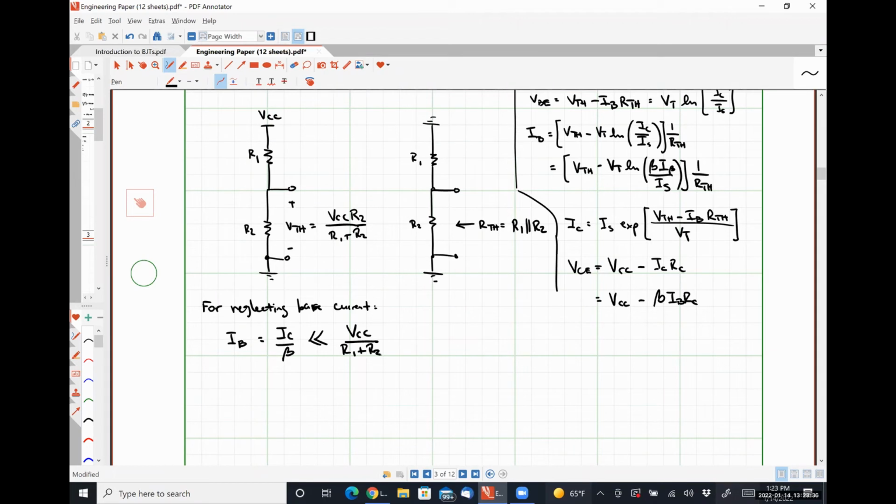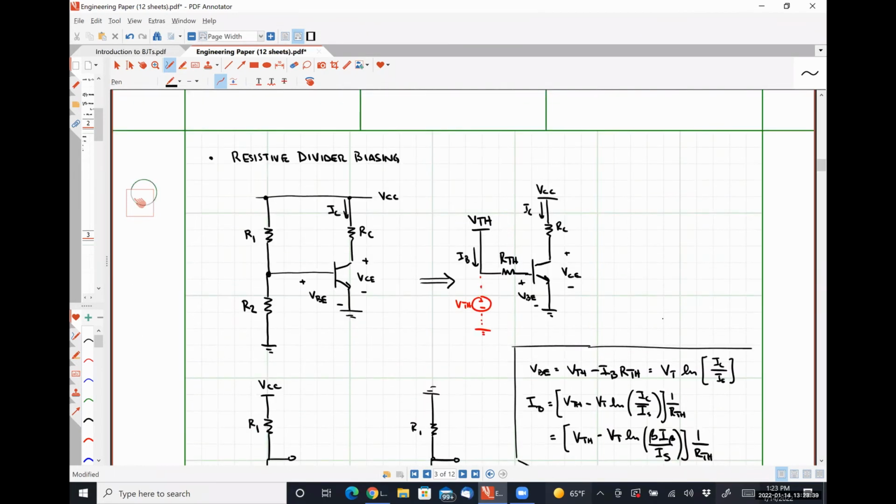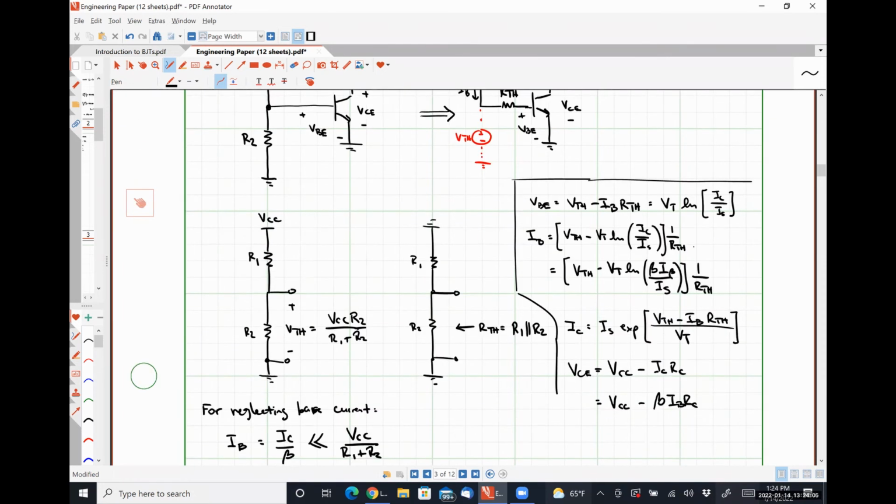So what that means fundamentally is we're making the assumption that practically none of the current branches off and flows into the base terminal. It all flows down to ground. So if VCC over R1 plus R2 comes out to be, say, 20 times larger than what you get by simply taking IC over beta, that approximation is fairly valid. But I truly believe that not worrying about that approximation isn't that hard to get the actual values anyway. But as a practicing designer of BJT circuits, sometimes you don't want to go through all that damn math.